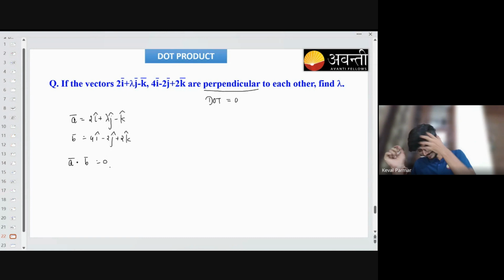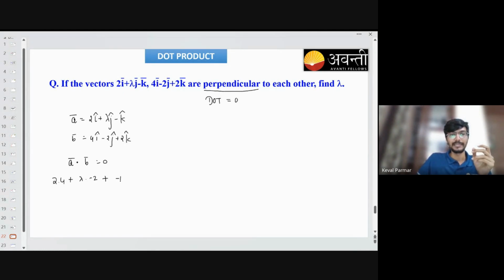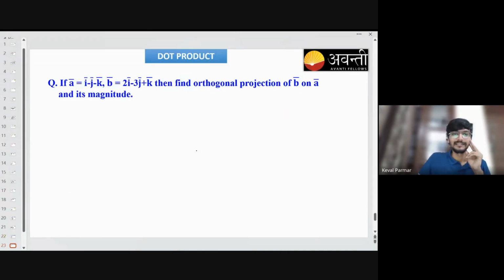How do we get A bar dot B bar, guys? By multiplying coefficients and adding. So lambda into minus 2 plus minus 1 into 2 equals 0. This is 8 minus 2 lambda minus 2 equals 0. That means 2 lambda equals 6, lambda equals 3. Simple. I got the value of lambda. Let's see the next.